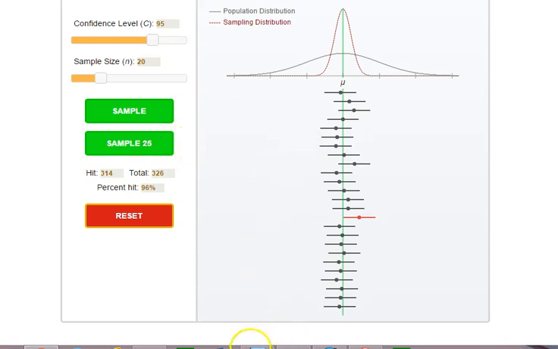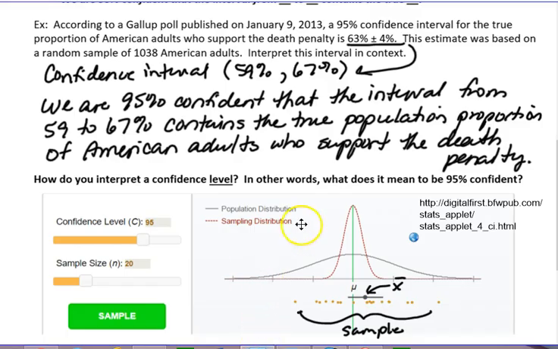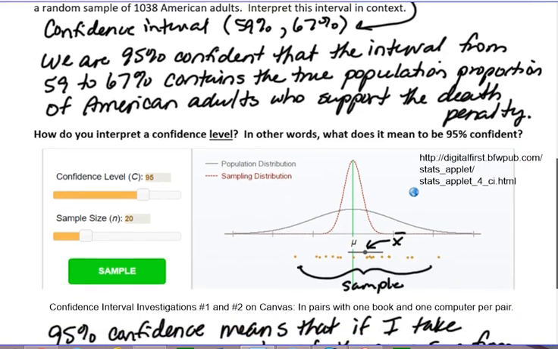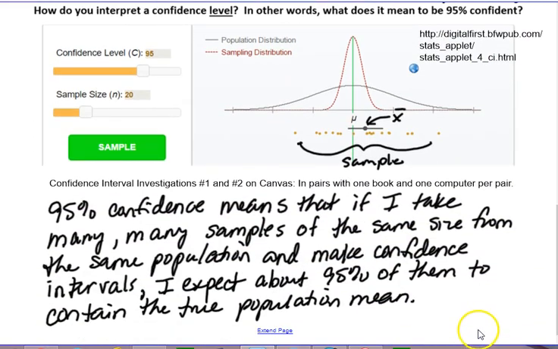So if we go back to our notes here, what does it mean to be 95% confident? 95% confidence means that if I take many, many samples of the same size from the same population and make confidence intervals, I expect about 95% of them to contain the true population mean. So that's what it means to be 95% confident.